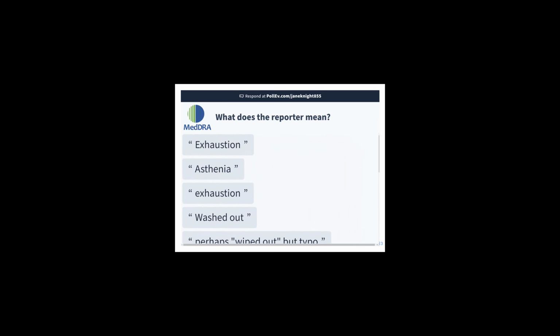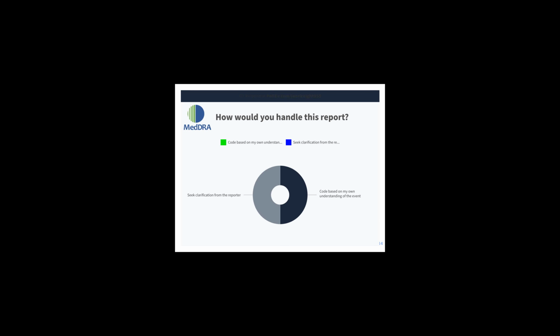Okay, and based on your understanding of this verbatim, how would you handle this report? So would you code based on your own understanding of the event, or how many of you would really seek clarification from the reporter? So it seems that many of you have an own understanding of the event, but the majority would rather prefer to seek clarification from the reporter.